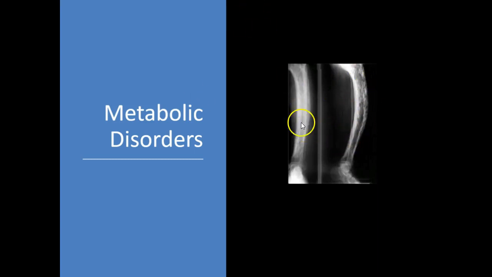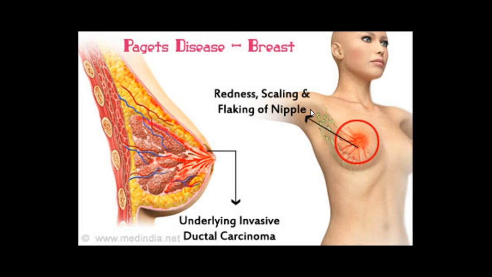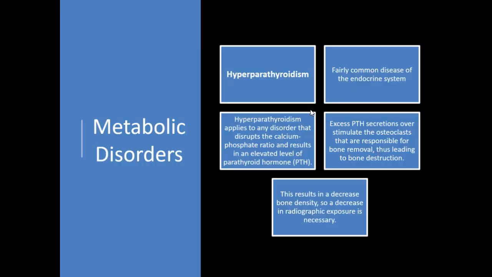So the bone gets broken down and is repairing itself with abnormal bone. You can see how thick the skull is, and you can see all these little spots. That's abnormal. All these spots are abnormal. And you can get Paget's disease of the breast, so you get red scaling and flakiness at the nipple, and it can be an underlying ductal carcinoma. It can lead to that.